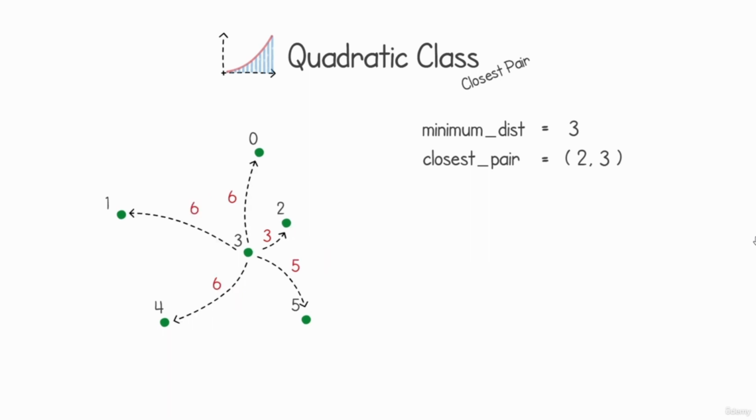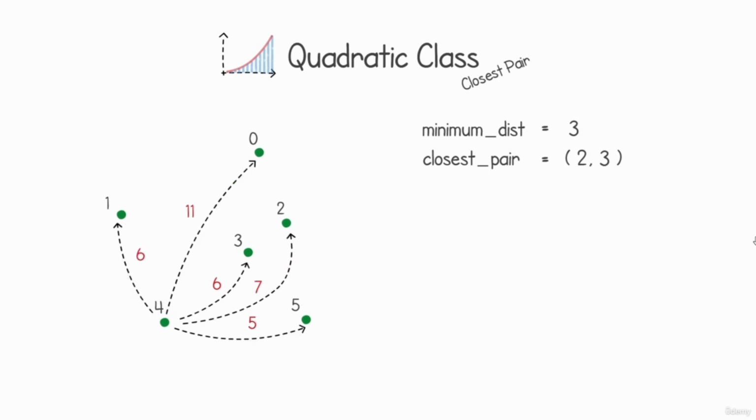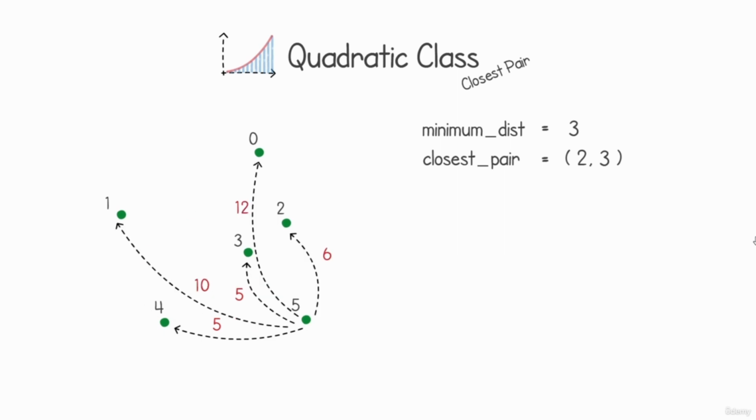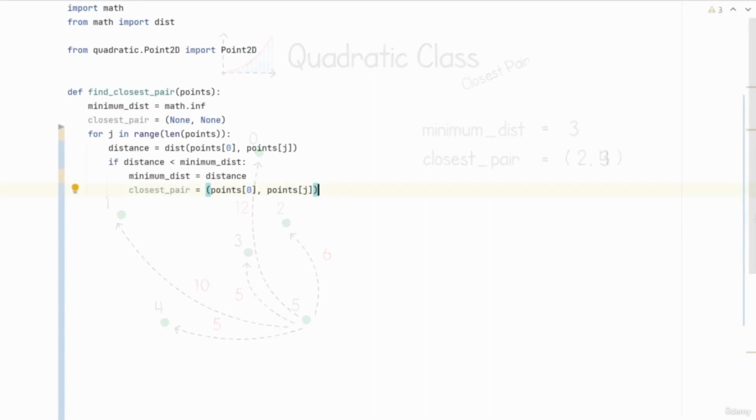We repeat the same procedure with the point at ID 3 and we find all the distances to all the other points. Then with ID 4, all the distances, and finally with ID 5. Every time we have to keep on maintaining the minimum distance variable and the closest pair. At the end of our algorithm, we will have the solution to our problem. The closest pair in this example is point 2 and point 3, and the minimum distance is 3. Let's move back to our code just to finish our algorithm.